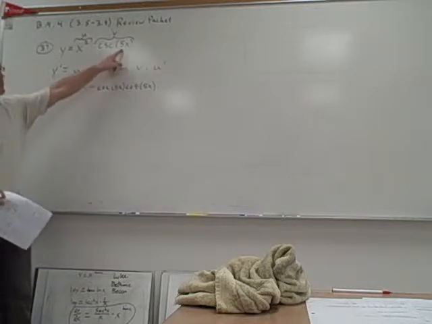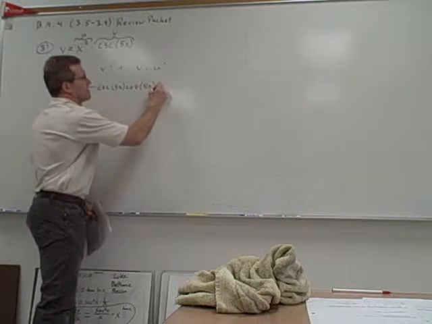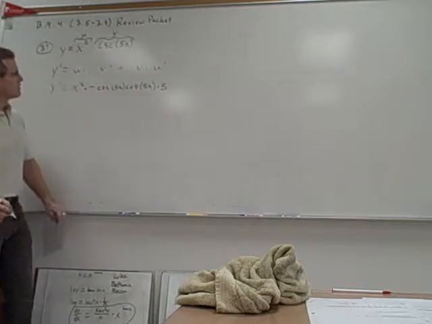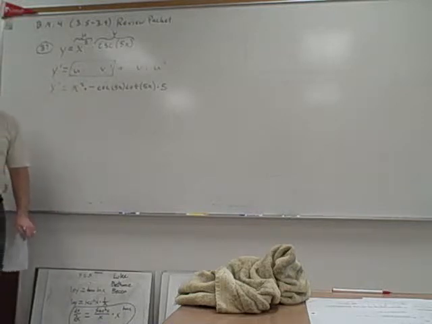Then you multiply by the derivative of 5x. This is the chain rule at work here. Derivative of 5x is 5, so times by 5. So far this is what I have, this part done, u times v prime. Any questions about that?